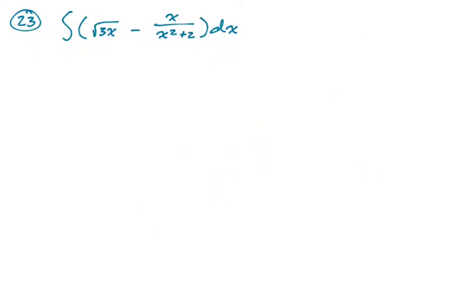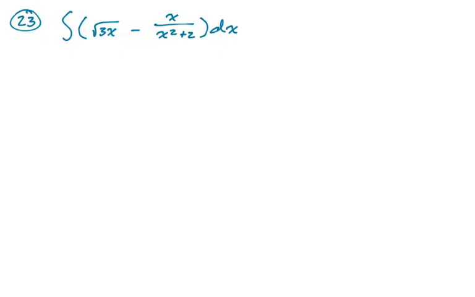It's been a long video. We're going to do the integral of the square root of 3x minus x over x squared plus 2 dx. This is a classic where you break it up and deal with each one separately, because each one independently is not as hard as both of them together.